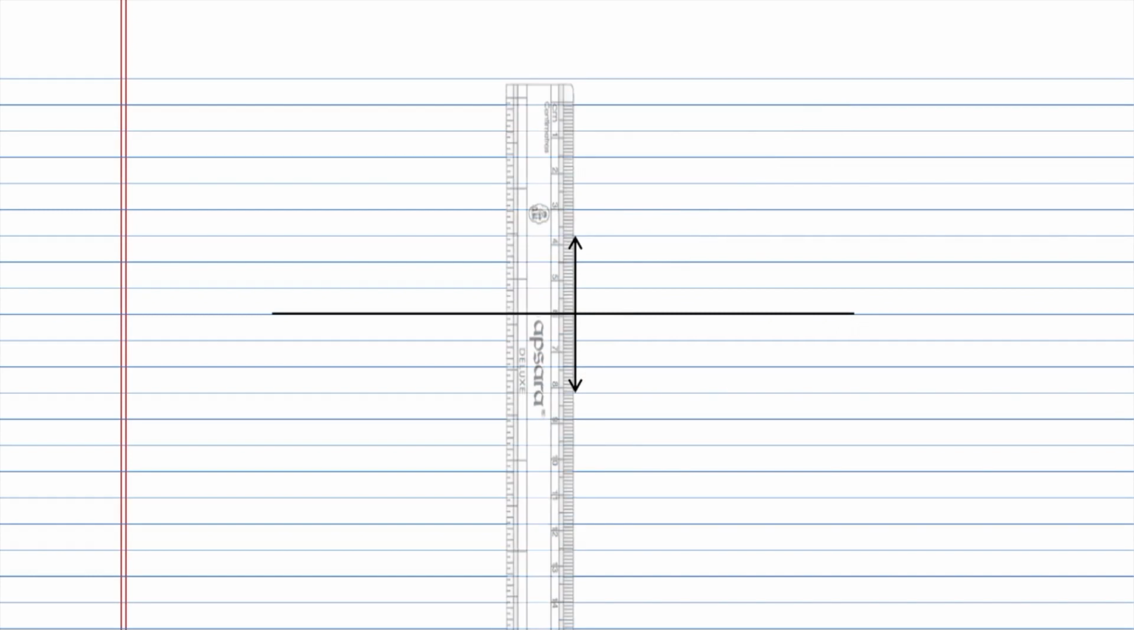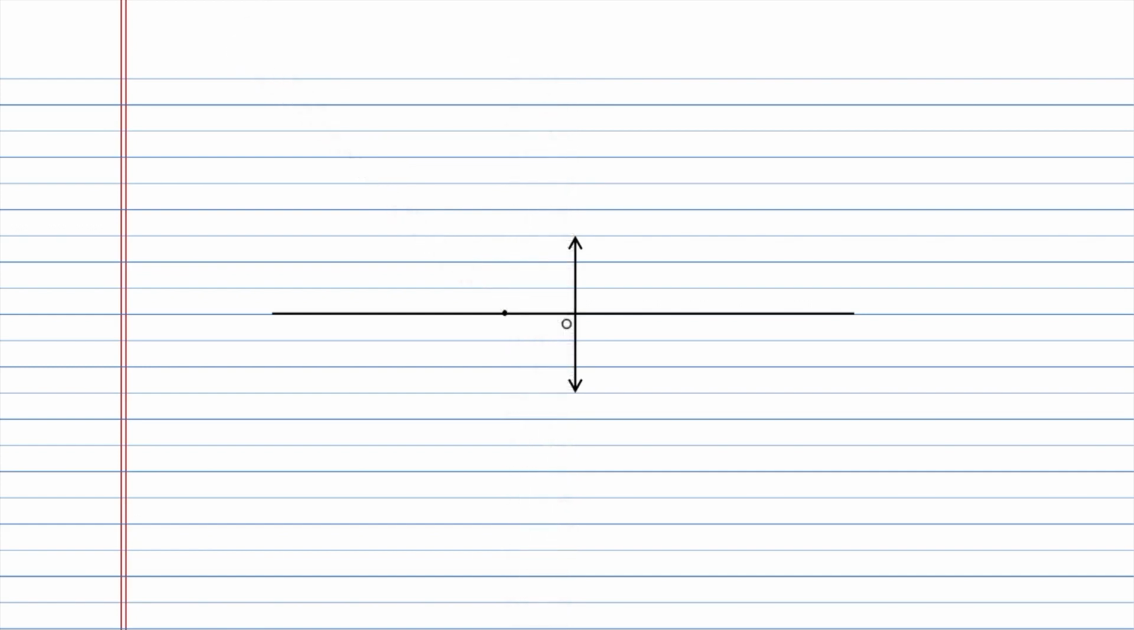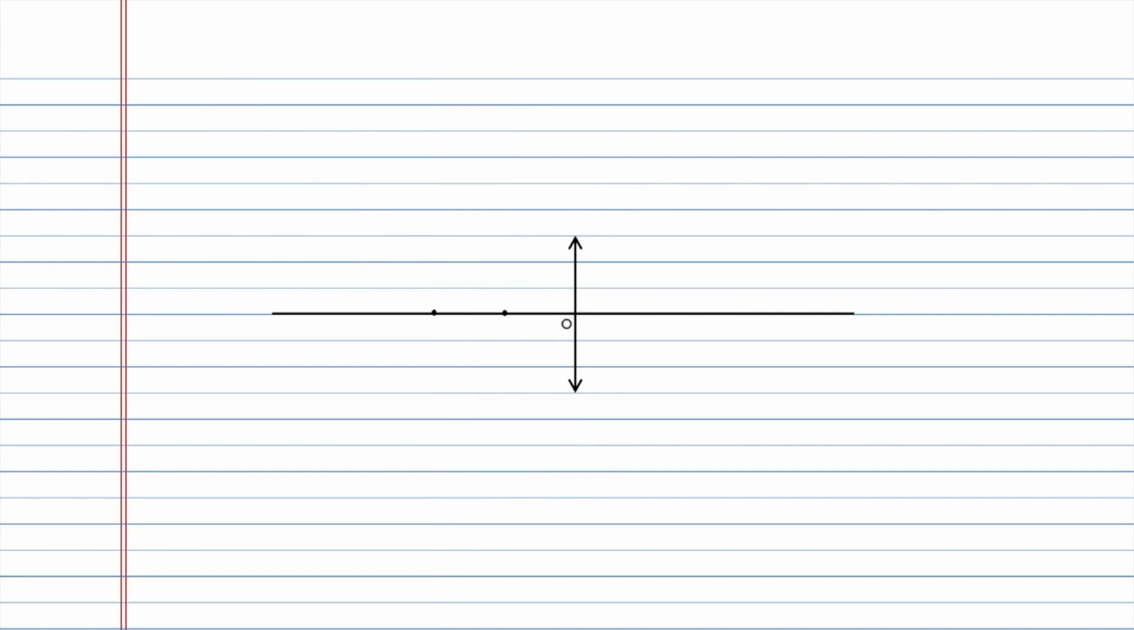Then take the scale and pen again and mark a point such that the width of the scale is equal to the distance between the lens and this point. Repeat the same procedure to mark another point, and then label these points as F1 and 2F1. Repeat the same procedure for the other side of the lens.